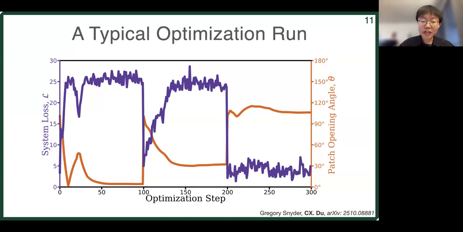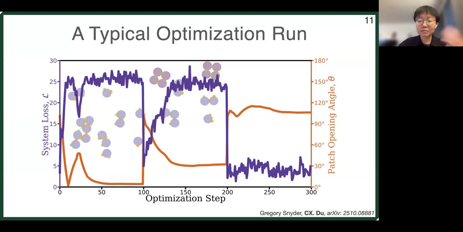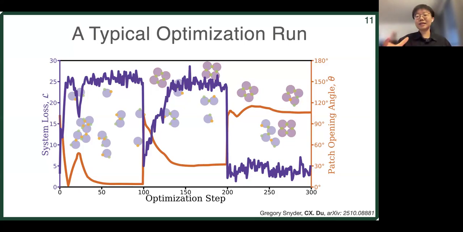Here you can see the change in loss in purple, and the change in patch opening angle in orange. At the very beginning, we have some random guess, and the location of the patches is not great, and you can see we don't have anything assembled. Then in the middle it's getting better, and at the end the loss function decreases and converges, and our patch opening angle also converges. You can see that we have a lot of structures that are successfully assembled.